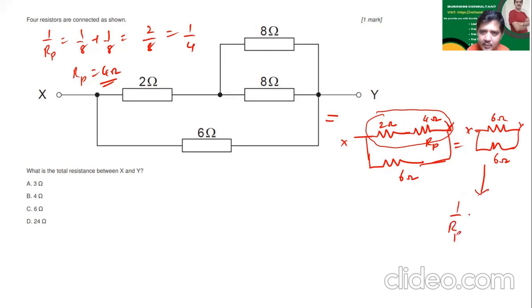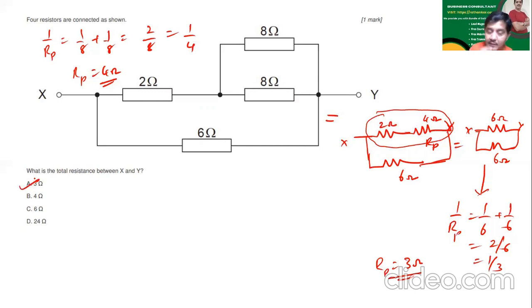1 by RP once again is 1 by 6 plus 1 by 6, which should be equal to 2 by 6, which should be equal to 1 by 3. Then what is your value of RP in that case? The value of RP should be equal to 3 ohms. So the answer is 3 ohms.